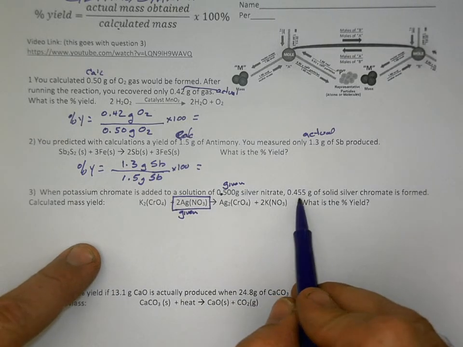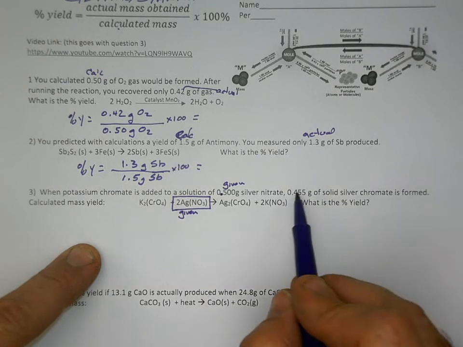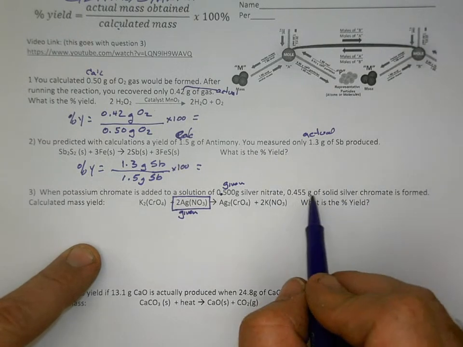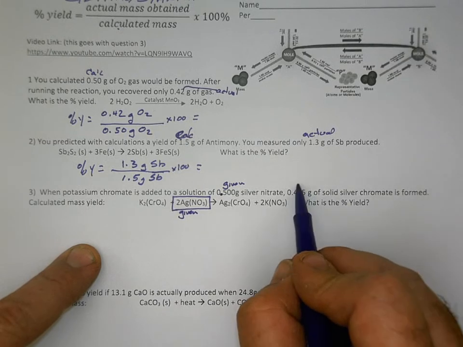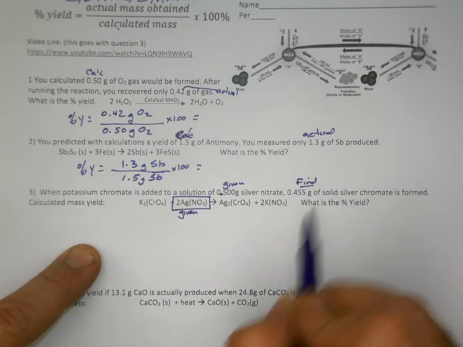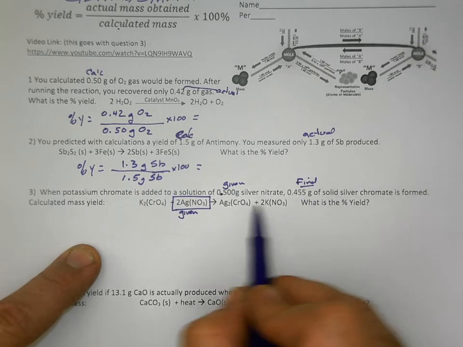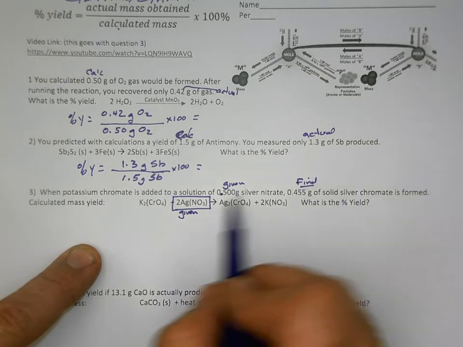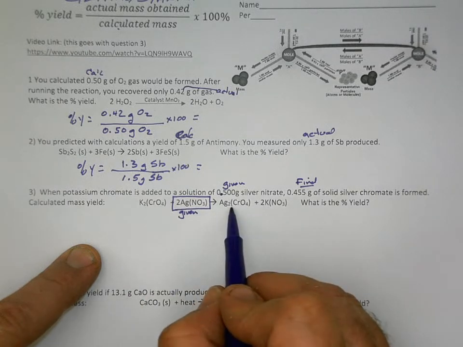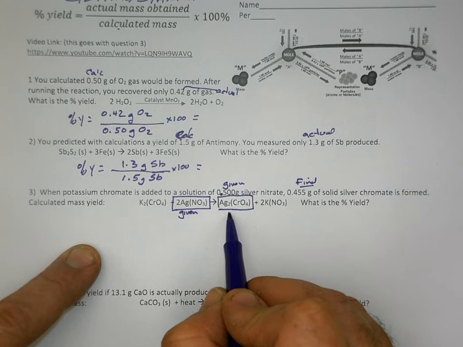Now it says over here that only 0.0455 grams of silver chromate is formed. This is what they said was formed. We're going to have to find by calculation how much silver chromate in theory there should have been. So this is our find, and silver chromate, well, let's see, silver, and there's chromate. Yeah, that's silver chromate. This is what we're trying to find.